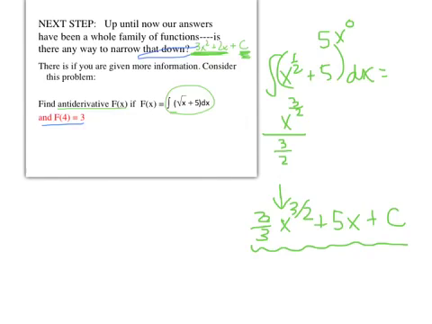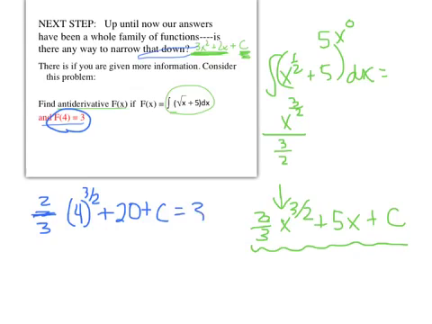There's the general antiderivative. Okay, then to find the specific function, this says that if I plug 4 into this function, I get a 3 out. So 2/3 times 4 to the 3/2 plus 5 times 4 plus your constant has to equal 3. That's what this says. Plug a 4 into my function and I have to get a 3 out.